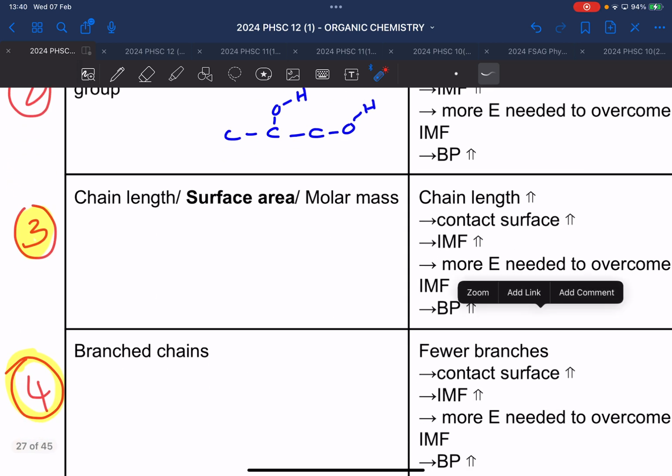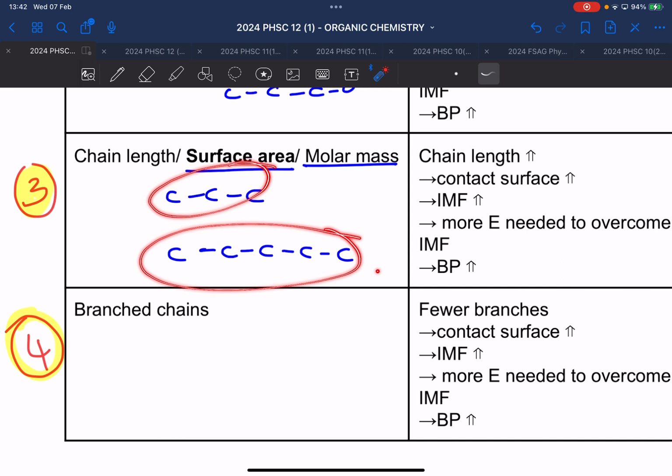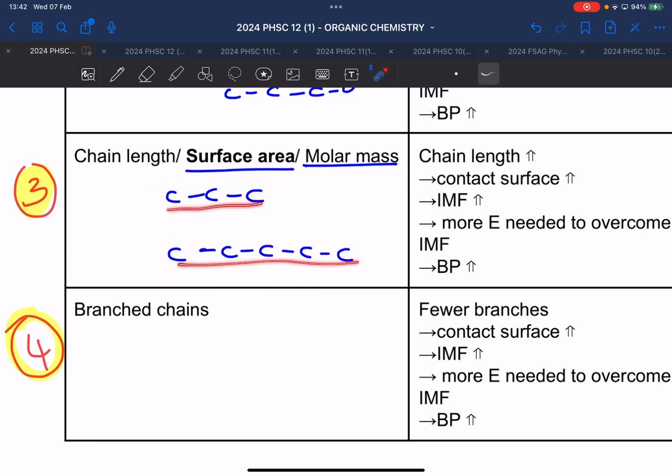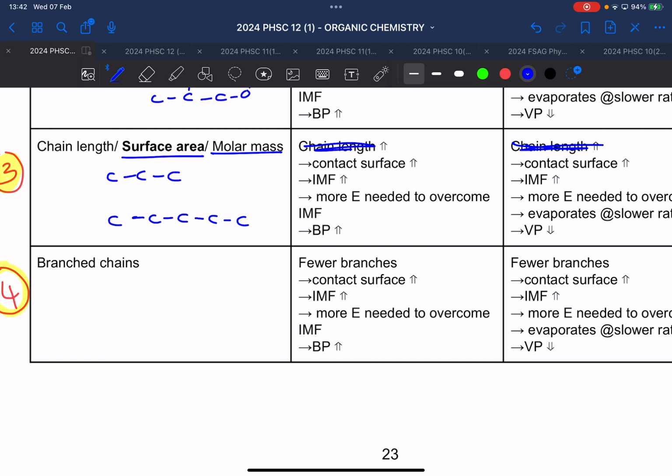Next one is the chain length, but they don't like to use the word chain length. They prefer it if we use the word surface area. Okay? Or if you use molar mass. And what we have here is if we compare, let's say, this with this. So they both have the same type of intermolecular force, London. So we can compare them. But this one is a shorter chain than this one. But we're not going to say it has a shorter chain. We're going to say the surface area is smaller than this one's surface area. Or you're going to say this one's molar mass is smaller than this one's molar mass. So we're not going to mention chain length. We're going to mention surface area or contact surface area or whatever.